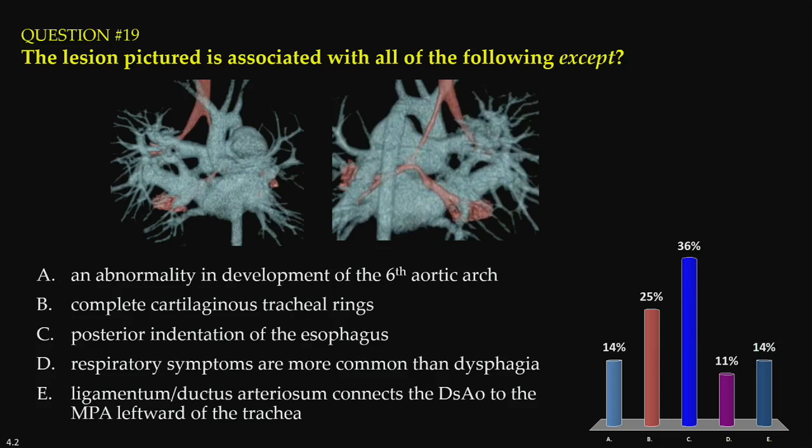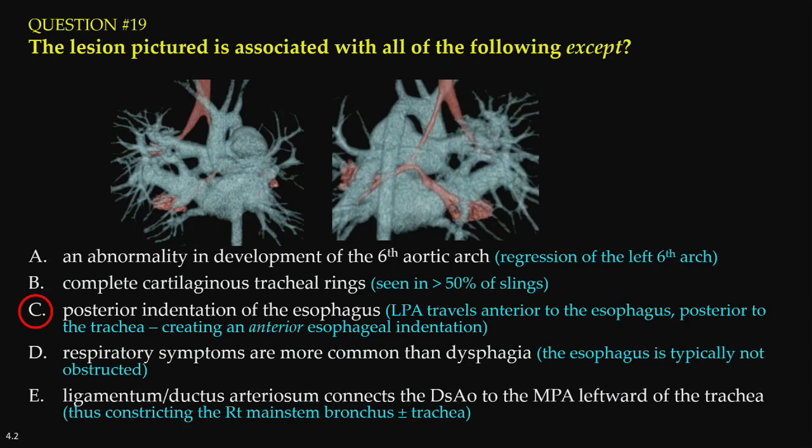All right, this is a mixed bag. So what is this? It's an LPA sling, right? And it's got airway issues as well that are commonly associated. But this is an LPA sling, and you can see it from the posterior view best, where the LPA wraps around. So this is associated with regression of the left sixth arch. Cartilaginous rings are seen in more than 50% of slings. The esophagus is typically not obstructed. It's more the airway issue.